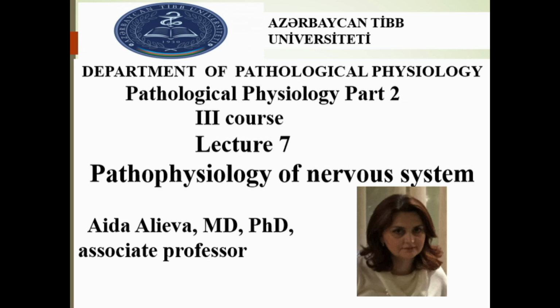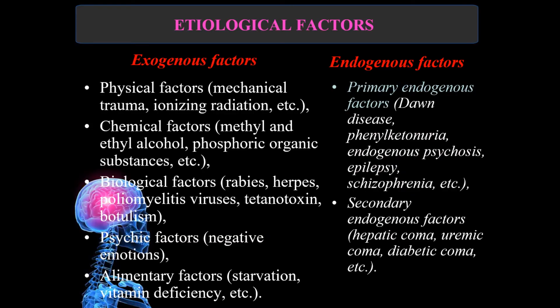The topic of lecture today is Pathophysiology of nerve system, about etiological factors of nerve pathology. Pathogenic factors that damage the nervous system may be endogenous and exogenous. Exogenous pathogenic factors are divided in two groups, specific and non-specific.